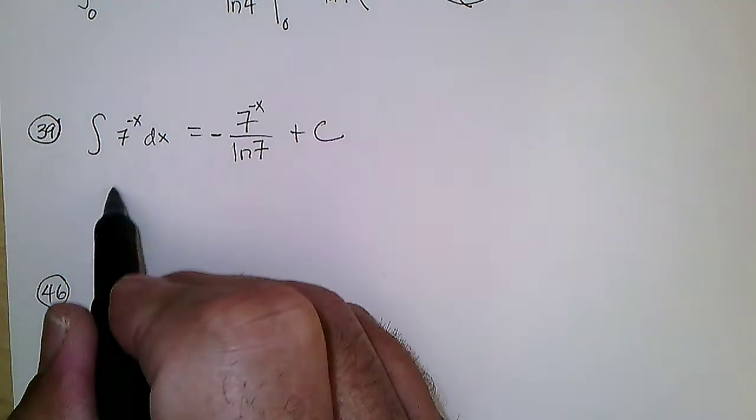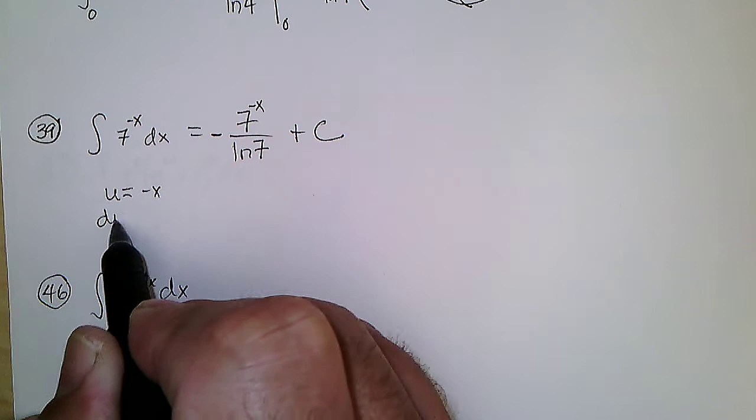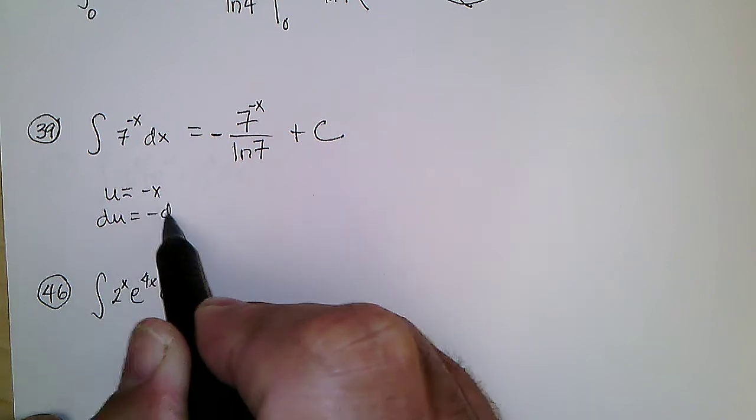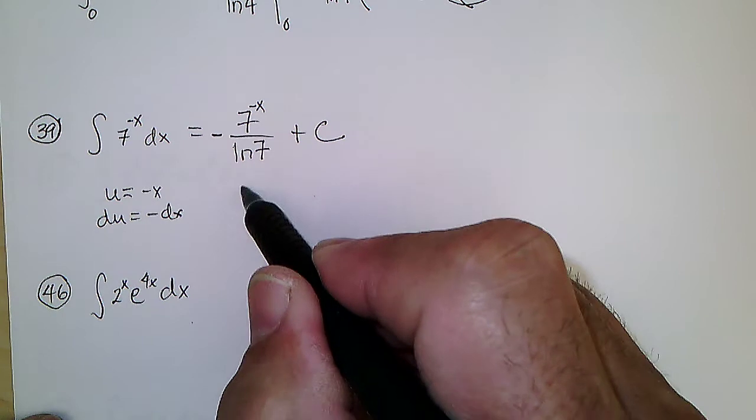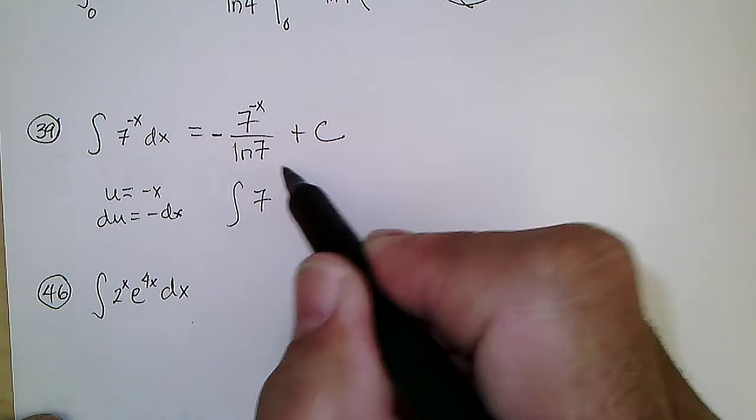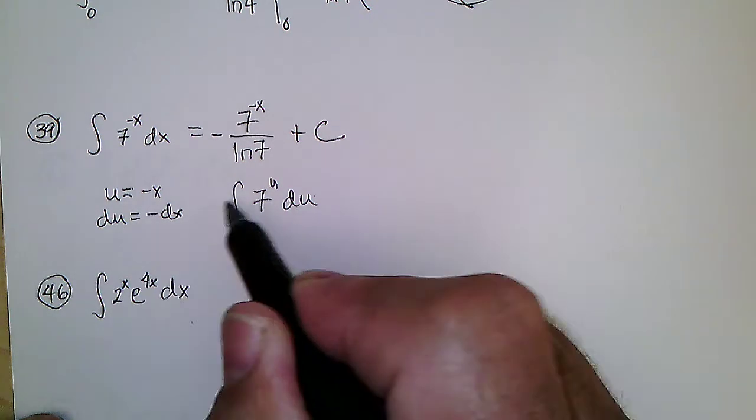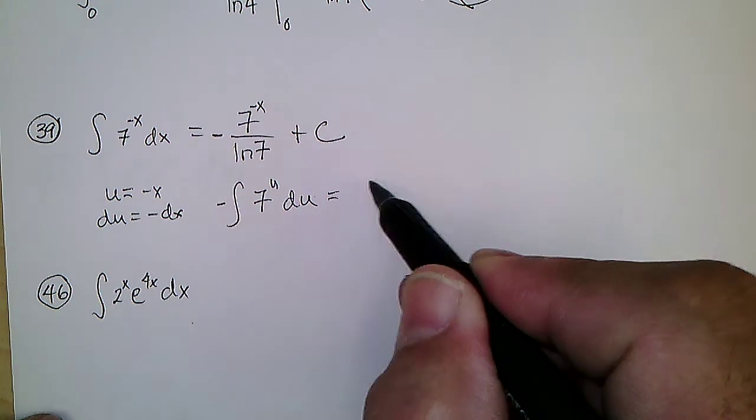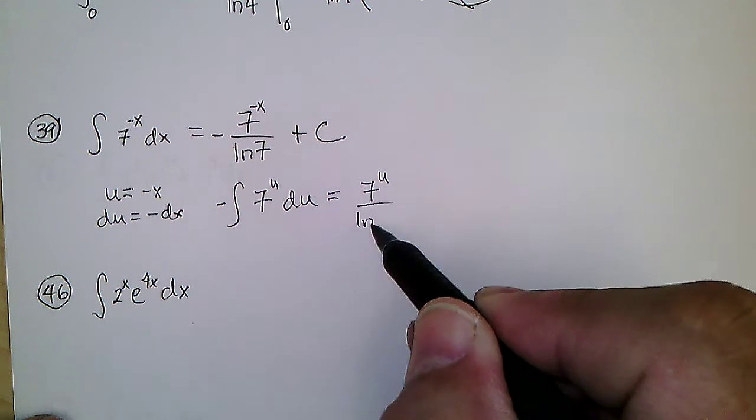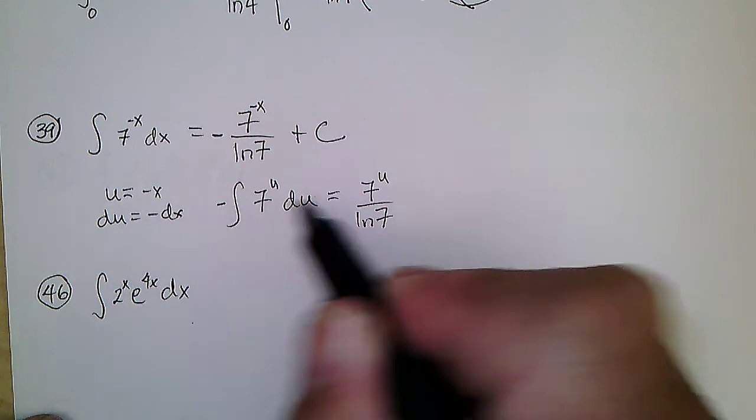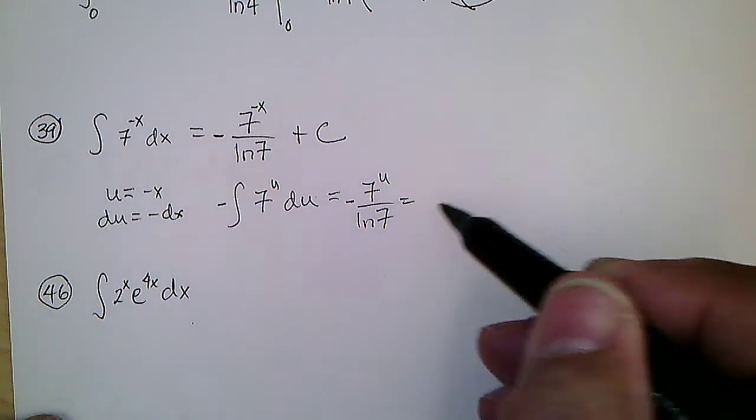Or you could, in other words, let u equal negative x, and then du would equal negative dx, and that would create the negative, and you'd have the integral of 7 to the u du with a negative, which becomes 7 to the u over ln 7, and we have the negative on it, and then we'd put the negative x back in for the u.